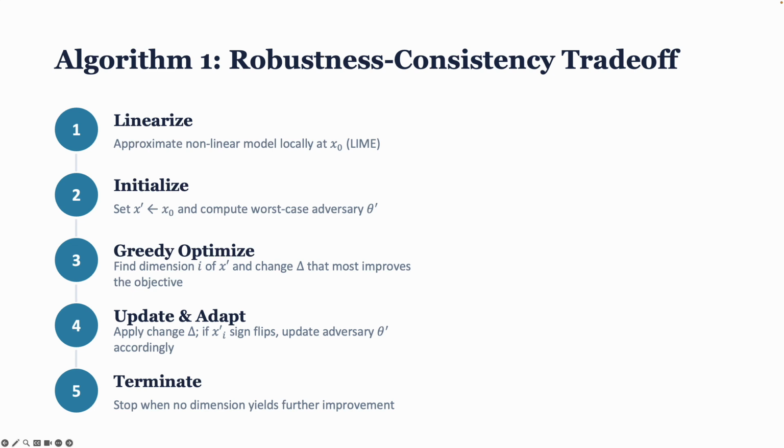Step 3, greedy optimize. We search over all dimensions to find the dimension i and the change delta that most improves our objective. Step 4, update and adapt. We apply the change delta, and if the sign of x prime i flips, this changes the adversary's optimal response, so we update the adversary theta prime accordingly. Step 5, terminate. We stop when no dimension yields further improvement.